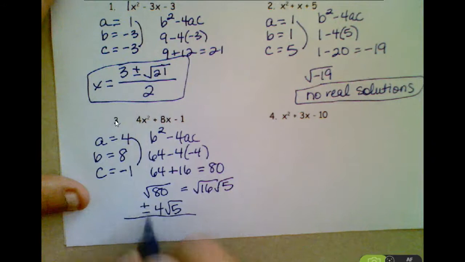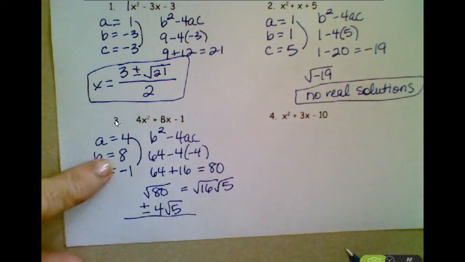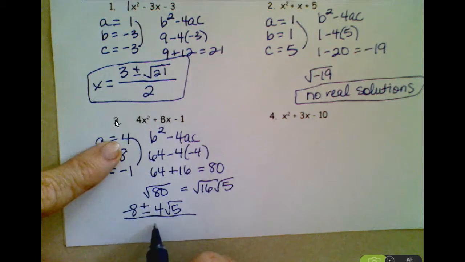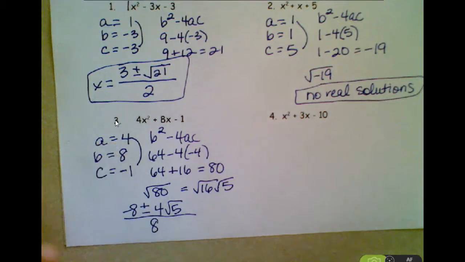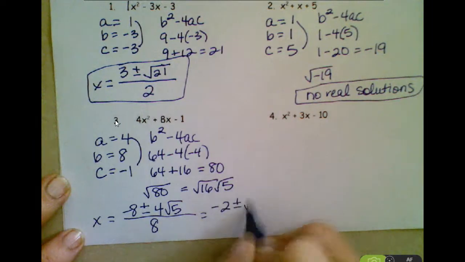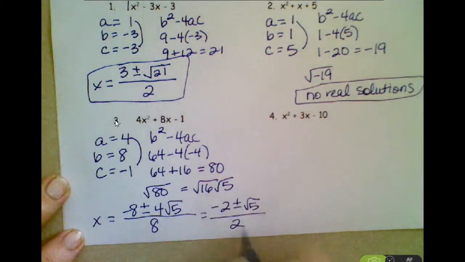Now we just go through the rest of the steps. What's the opposite of your b value? Negative 8. And what's double of your a value? 8. Good. So now the only thing, Algebra 2 students, you need to simplify all of those. 4 can go into all 3 of these coefficients. So we're going to reduce that, and it'll be negative 2 plus or minus the square root of 5 over 2. So that's your final answer.